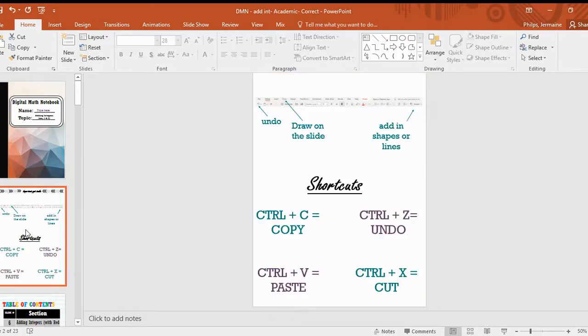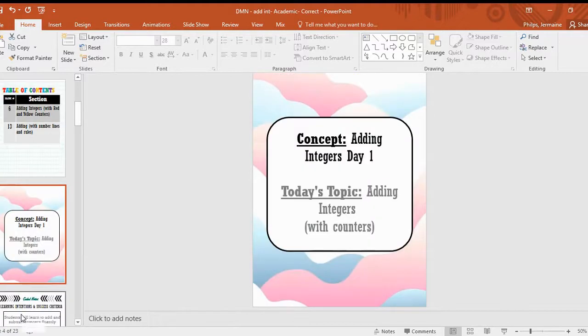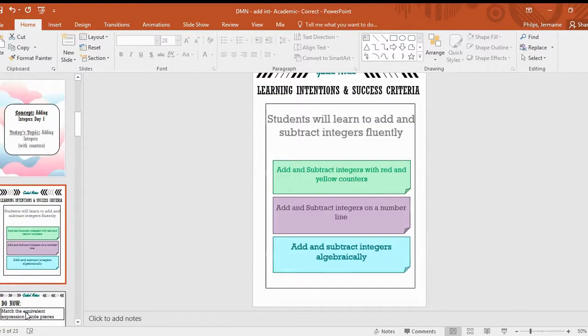All right, so let's skip forward on these slides. The topic for today, we're going to get through adding integers with red and yellow counters, and then the second video will be about adding with number lines and the rules. Our learning intentions: students will learn how to add and subtract integers fluently. Today we're going to focus on adding. So to be able to add using red and yellow counters, we'll talk about what that is in just a moment. And the next two success criteria.